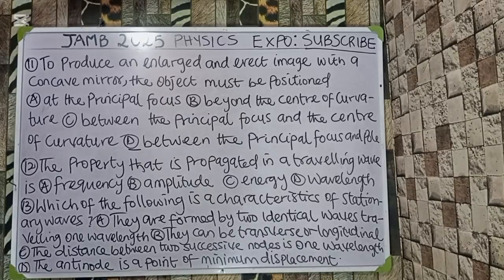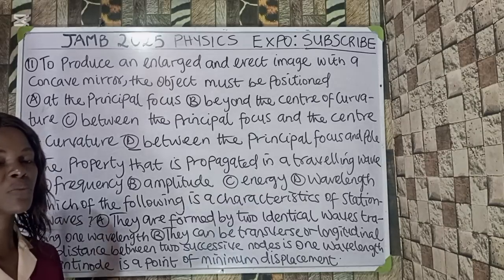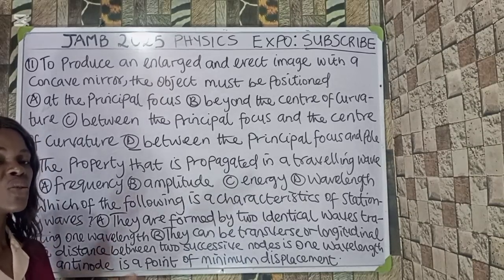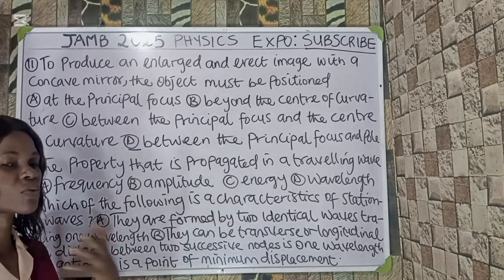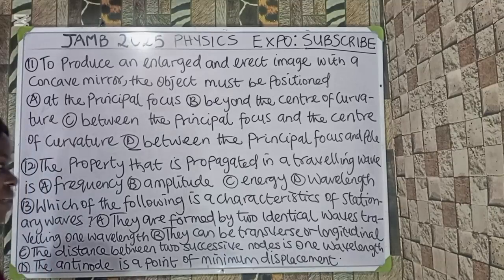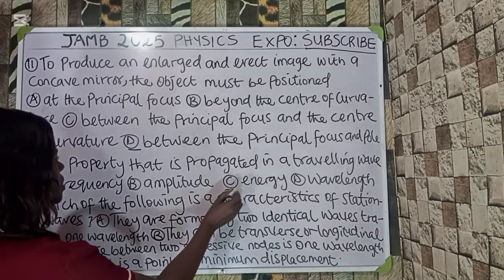Question 12. The property that is propagated in a traveling wave is what? Option A, frequency. Option B, amplitude. Option C, energy. Option D, wavelength. Now, you know that a wave is a disturbance which travels through a medium, transferring energy. So it is energy that the particles transfer from one medium to another. So the answer is option C.